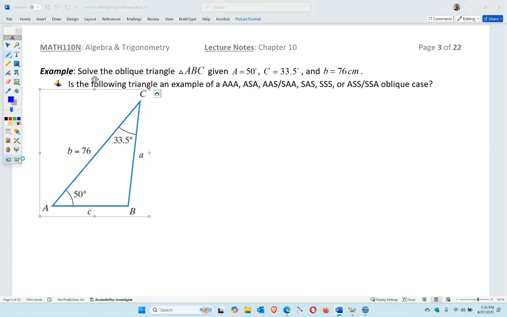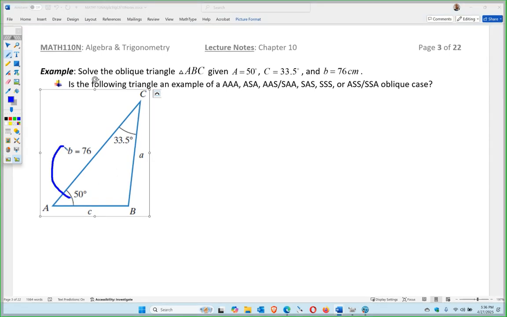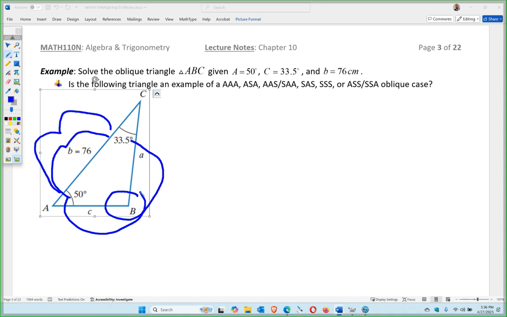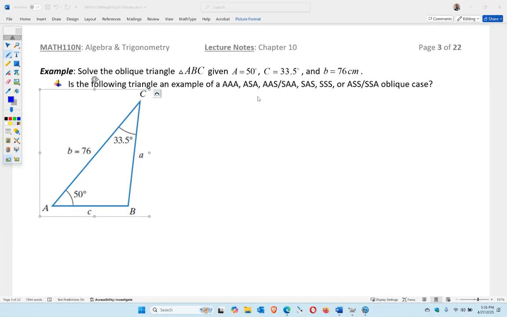So the question is, what case is this? Well, if I trace it, it's an angle, side, angle. Or angle, side, angle. It's the same either way. You can't go this way. You can't go angle, angle, because I skipped an angle to get to another angle. You can't do that. Whenever you start out, you can't skip a side to go to a side, or skip an angle to go to an angle. So in fact, this one is an angle side angle.